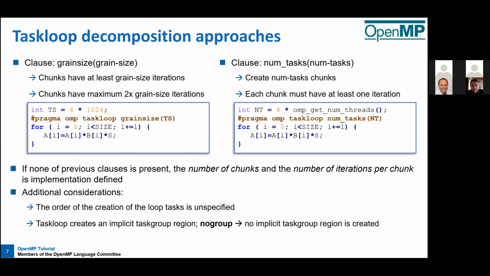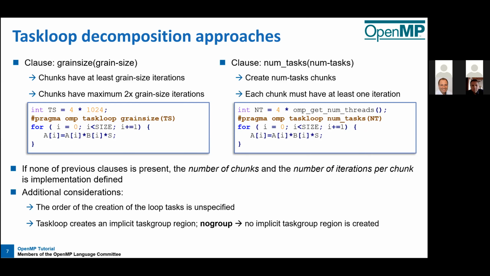The other thing that is not specified is the exact mechanism in which those tasks are being created. A naive implementation can just create those loop chunks sequentially, while a more sophisticated implementation could do binary iteration splitting. In a first step, it would split the loop into first half and second half. Each of these halves become an OpenMP task, and then these halves are further split into halves until the grain size is reached, or until the number of tasks has been reached, and then it starts executing.